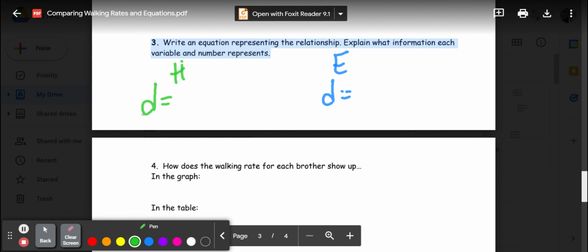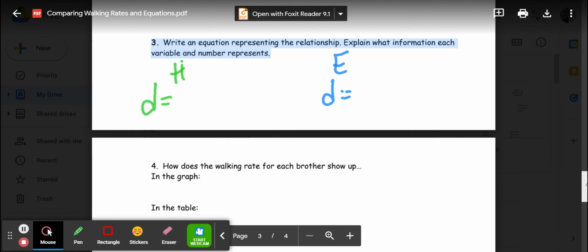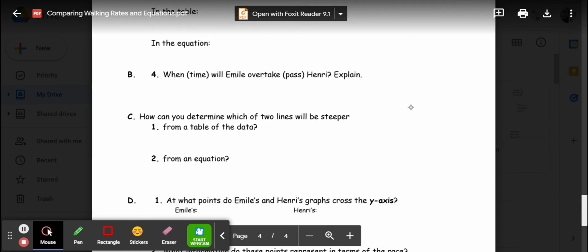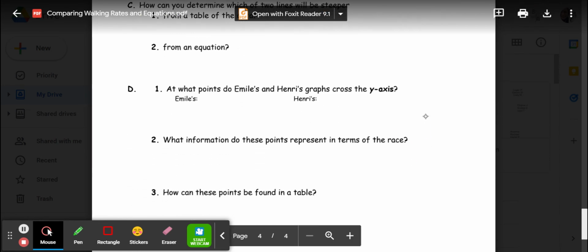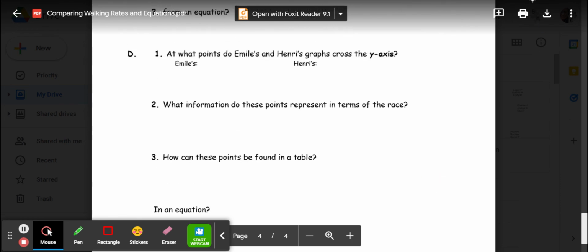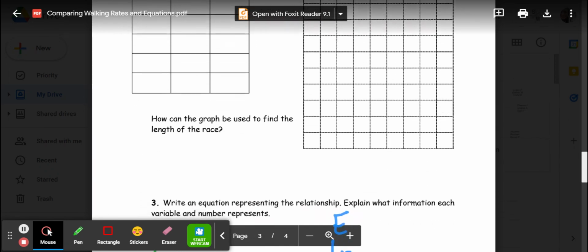If you finish all of that, then you can also look at the different discussion questions here at the bottom, which are really good, or on the next page. They help you to dive deeper into how to understand these graphs and tables and equations. Okay, well, good luck figuring out where Henry and Emil are going to cross.